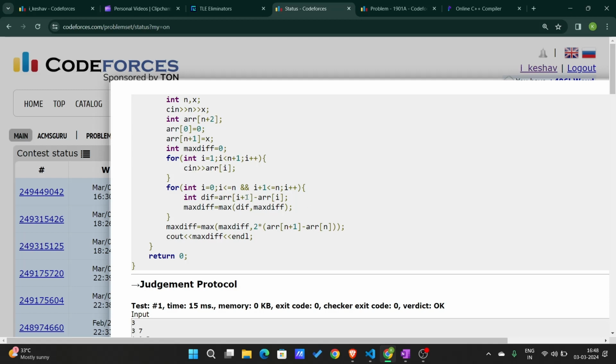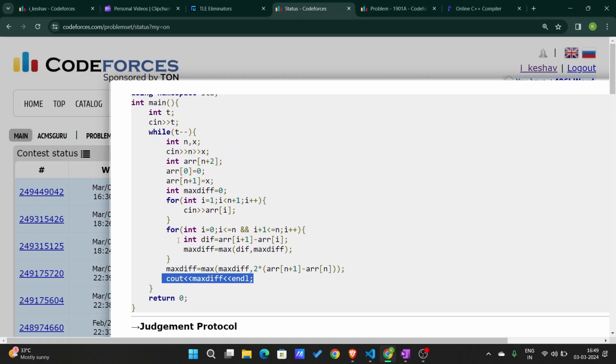So how do I calculate that? I will take the difference as array of i plus 1 minus array of i. I will have a global maximum difference, and at each point I will calculate a local difference, and update the global difference each time with the maximum value. Once I have the maximum value between all those, I will compare it with the last difference, which I already told you needs to be doubled. Whatever the maximum value is will be stored in max diff, and then I will print out max diff. I hope this approach is quite clear to you all. If any doubt still remains, please report in the comments.